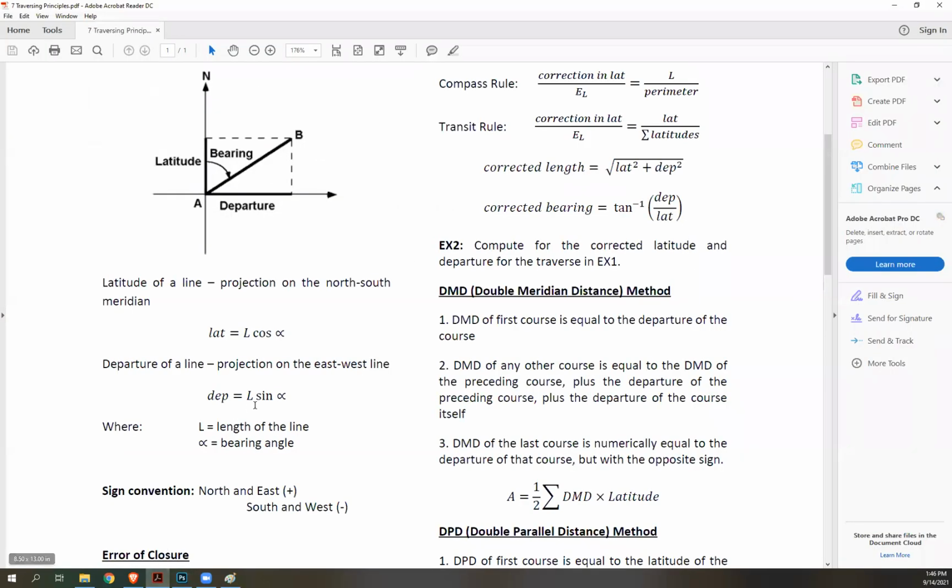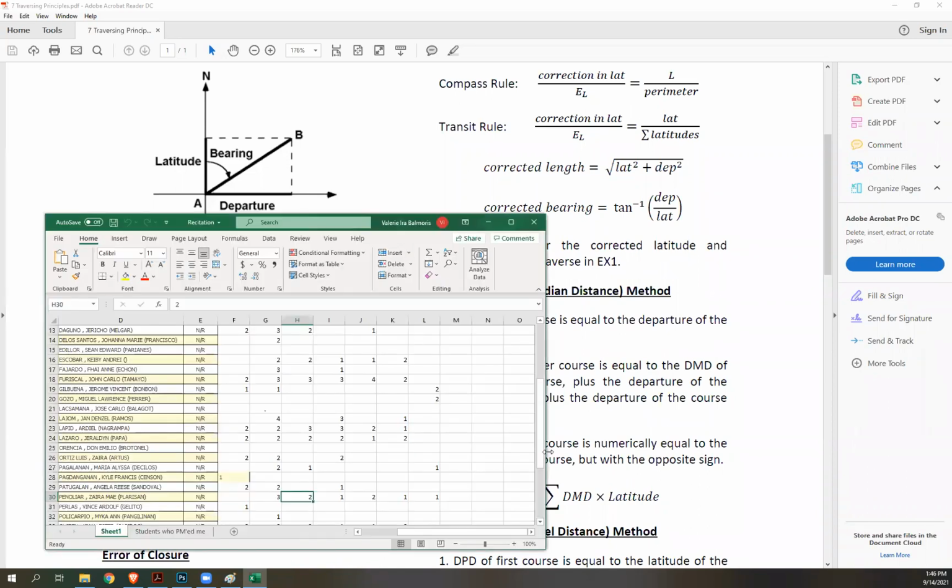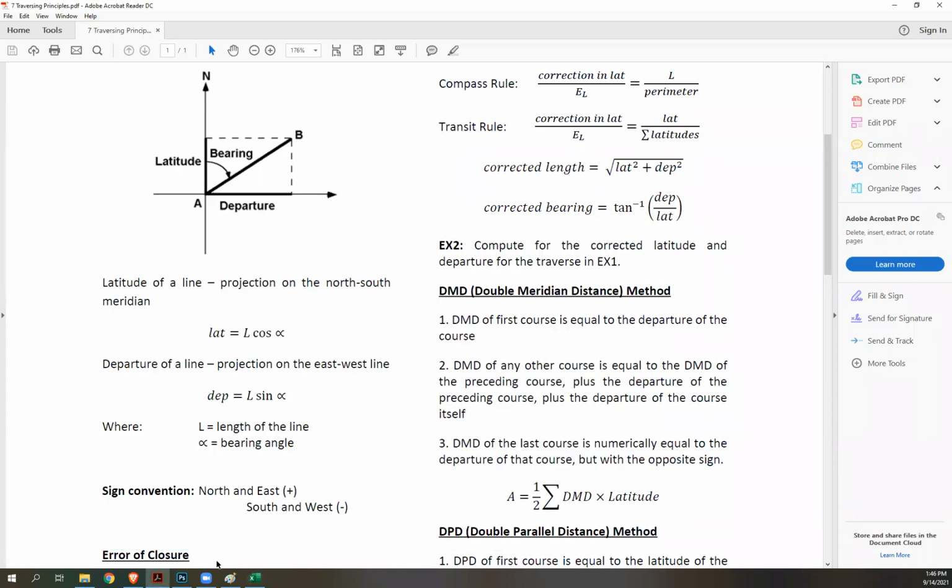Remember, equation for departure is L sine alpha. Departure is along the east-west line. So west is negative, east is positive. When I ask you what is the departure, please include the sign as well in your answers. Okay? So let me just pull up your recitation sheet. There you go. Okay. All right, let's begin.